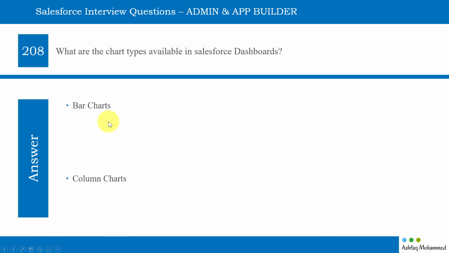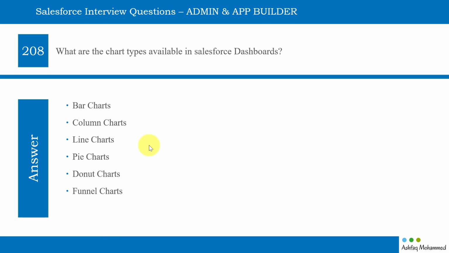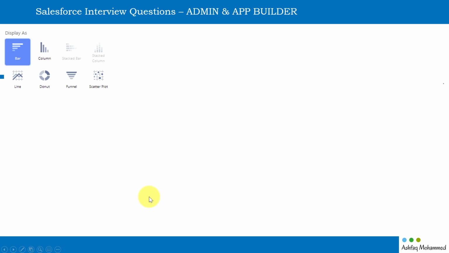Okay. What are the chart types available in Salesforce dashboards? So we have bar charts, column charts, line charts, pie charts, donut charts, funnel charts, and scatter charts. So we have so many charts. Whatever chart is required for your requirements, you can go ahead and create. How does it look? It looks something like this: bar, column, stacked bar, stacked column, line, donut, funnel, scatter plot.